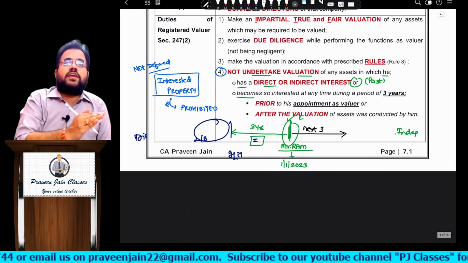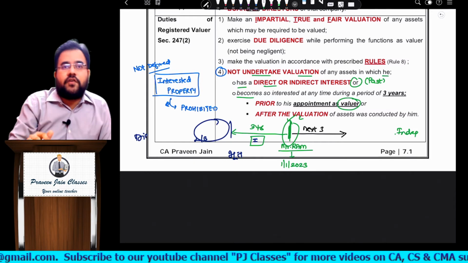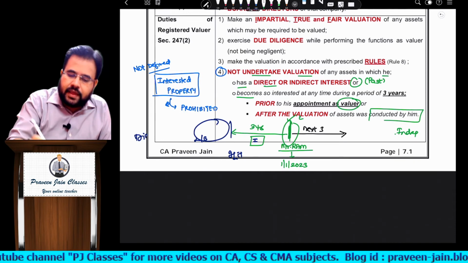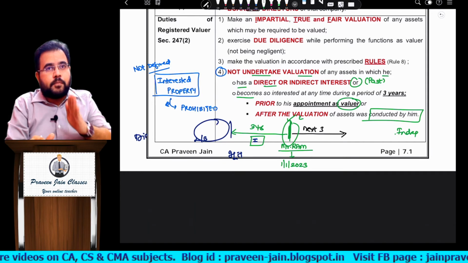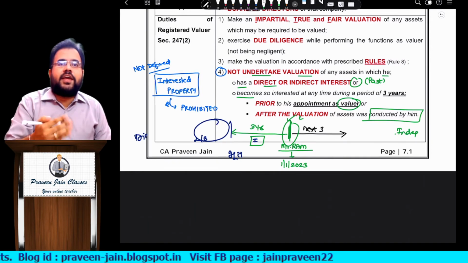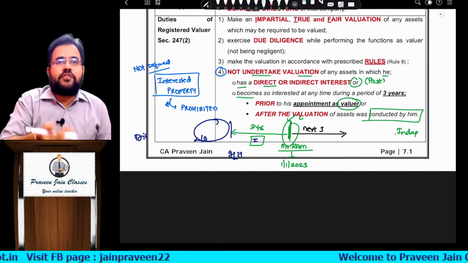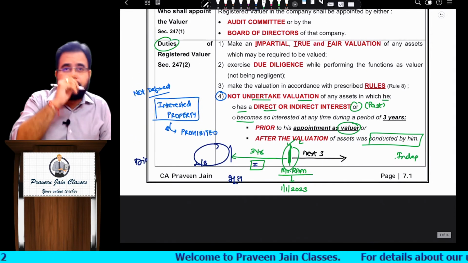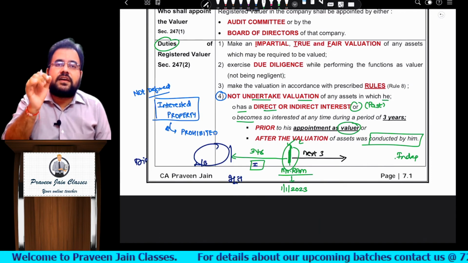So past also 3 years, future also 3 years, sir, prior to his appointment as a valuer, sir, or after the valuation of asset was conducted by him, clear. So 3 years is the freezing point, sir. So can I say bhutkal may be 3 years and bhavishya may be 3 years, sir. Sir, what about today? Can I say today there will be no years, no way, and today if you are interested, obviously you are disqualified, sir.